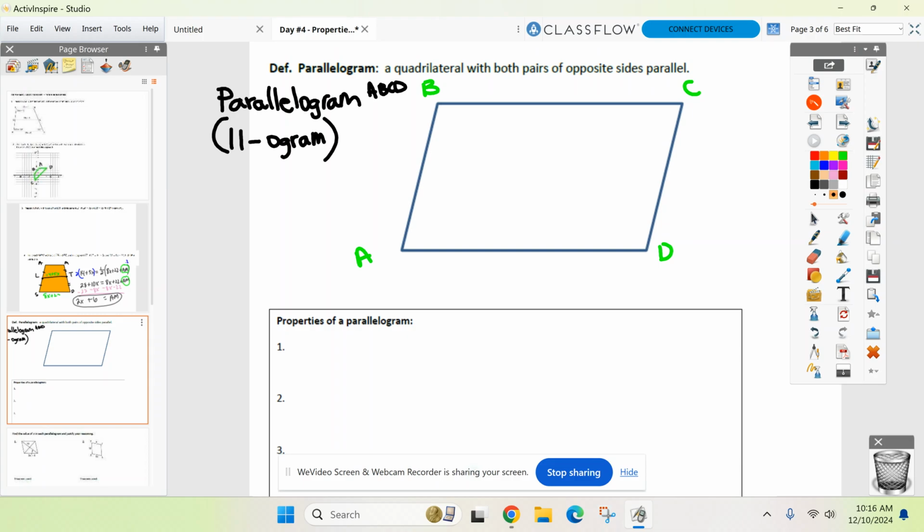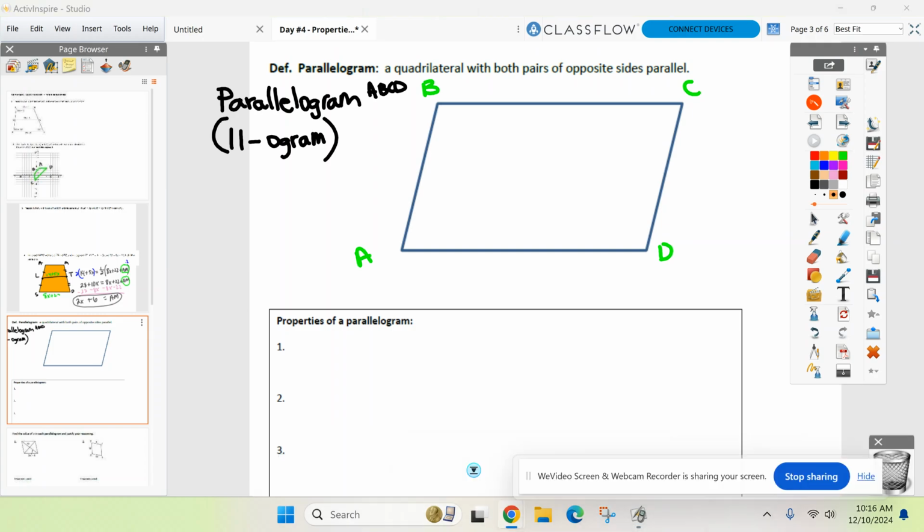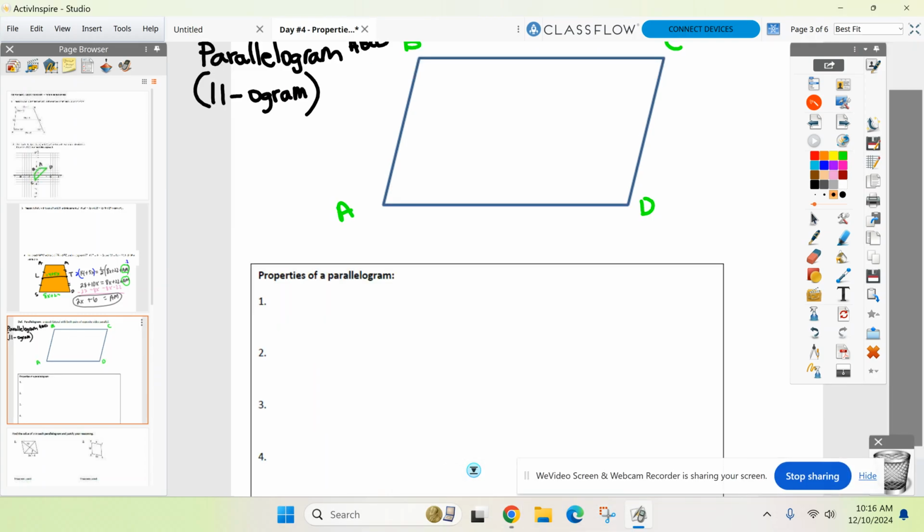And now let's talk about properties. Let's talk about the properties of a parallelogram. We already have a lot going on, don't we? With the trapezoid, we already have a lot going on. I'm going to add to your plate right now. Keep them all straight.